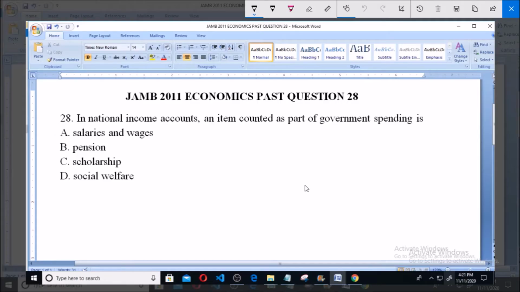2011 economics past question number 28. It says the national income accounts, an item counted as part of government spending is: A, salaries and wages; B, pension; C, scholarship; D, welfare.